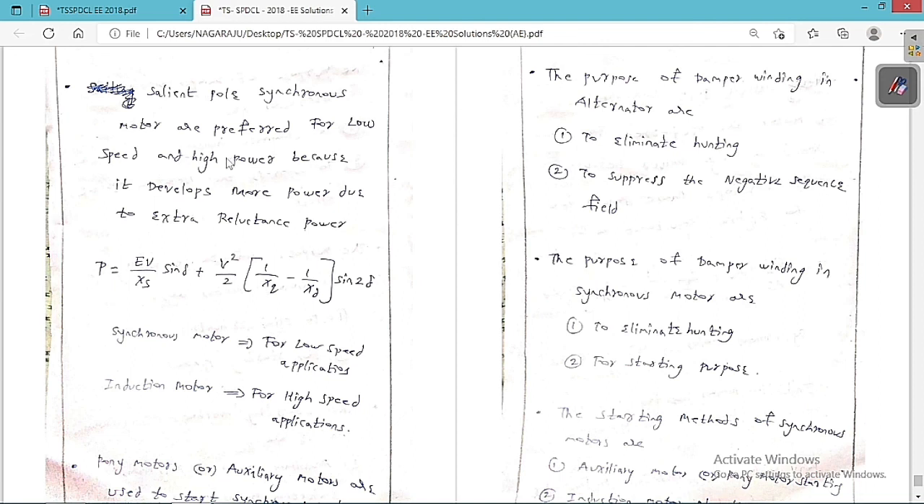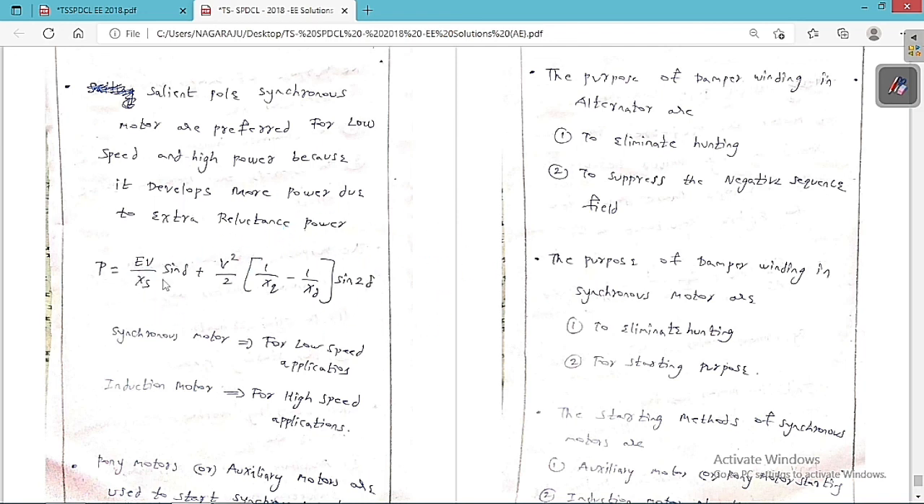Also synchronous motors are preferred for low speed applications, and they have a huge amount of power because of the extra factor which is called reluctance power. Because of this extra reluctance power, the overall power is very high. So therefore synchronous motors have huge power ratings because of this extra reluctance power. So salient pole synchronous motors are preferred for low speed and high power because they develop more power due to extra reluctance power.